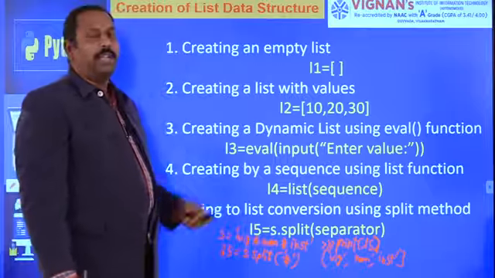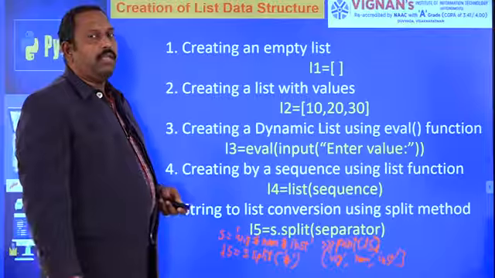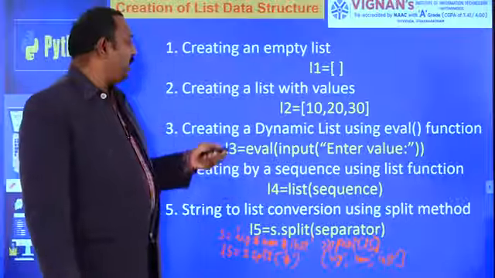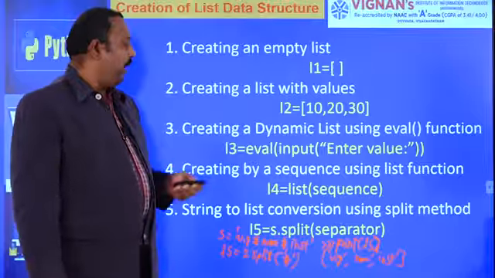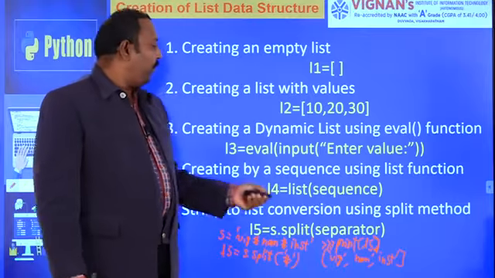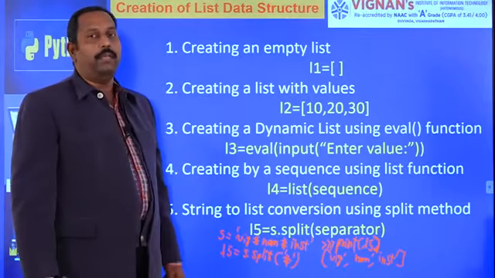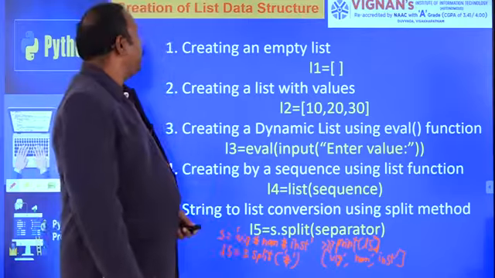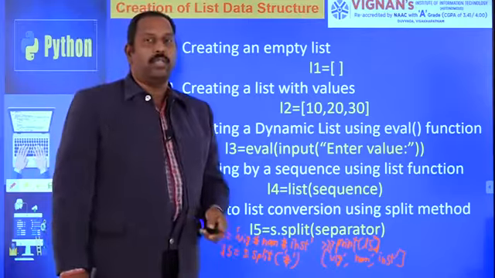The first method is creating an empty list, the second method is creating a list with values, the third one is a list can be created by using the eval function, the next one is a list can be created by using a sequence, and the fifth one is we can also create a list by using the split method. These are the 5 methods of creating a list data structure in Python.